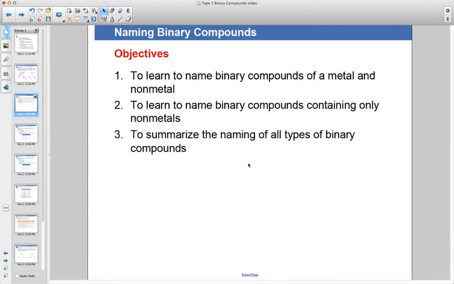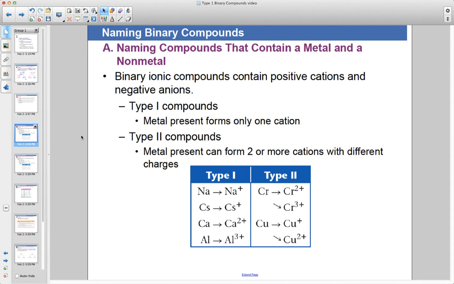So just to sum this up, in this unit we want to learn about binary compounds, and we're going to be looking at the metal and the nonmetal. Later on, we're going to be dealing with compounds that are just nonmetals, and then we're going to summarize all of them as the week goes on. Once again, here are our type 1 binary compounds. We're going to talk about type 2 later, so I just want to review this one more time.